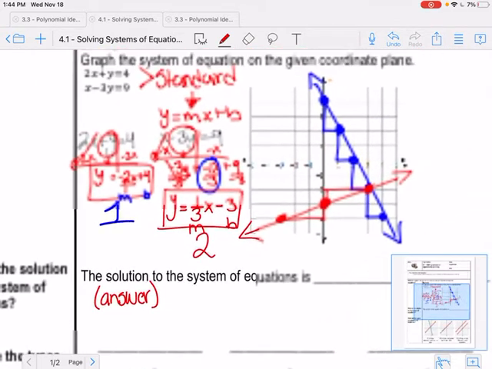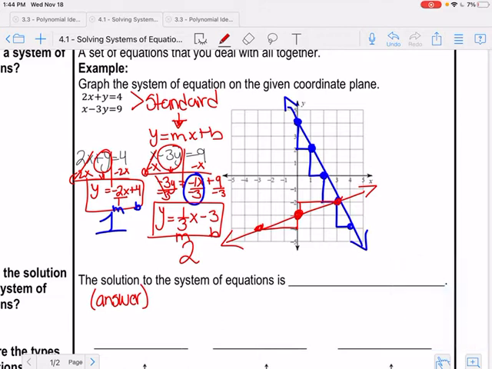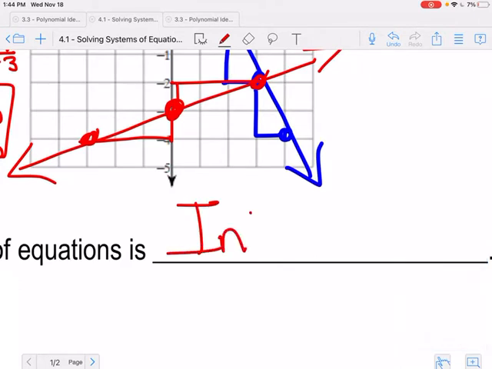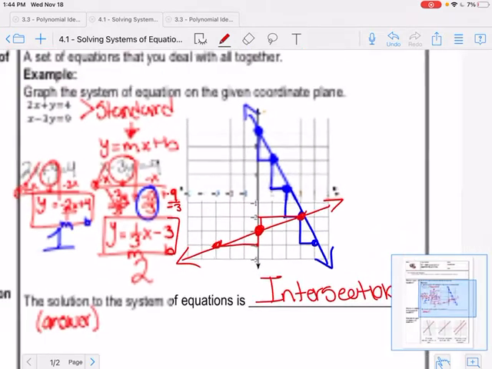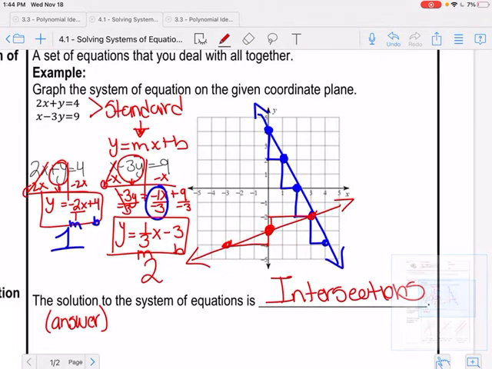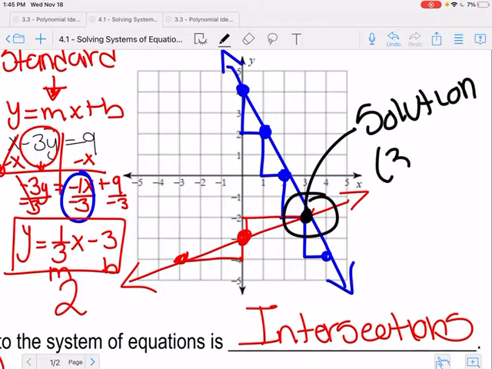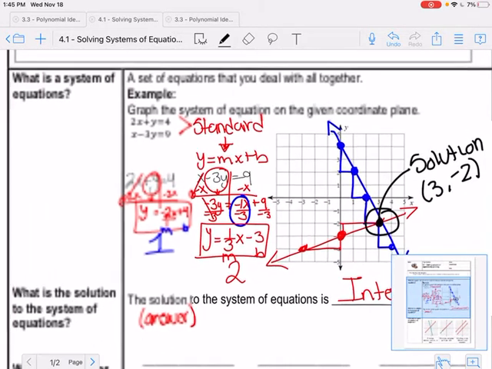Now, what is the answer going to look like? The solution to the system of equations is the intersection. Basically, I want to know at which point do they intersect. So at which point do they touch each other? Which in this case would be right there. Now, what point is that? Well, that would be 3 comma negative 2, which means that your solution is 3 comma negative 2, which means that is your answer.